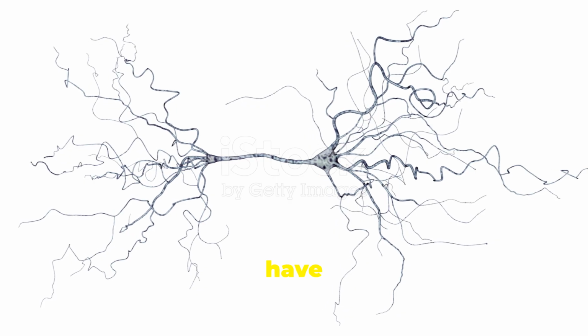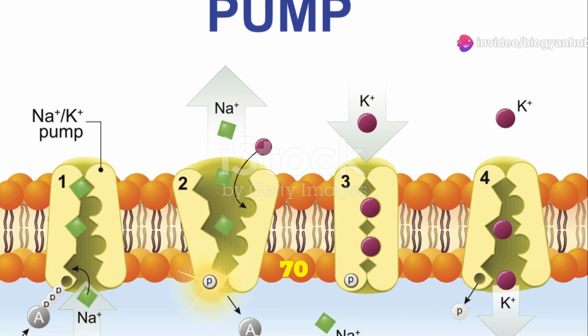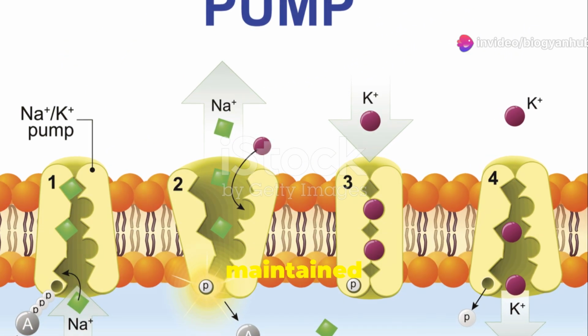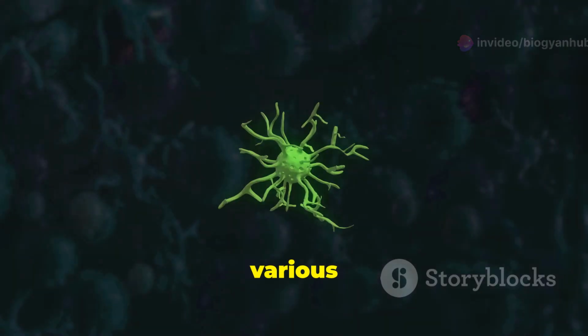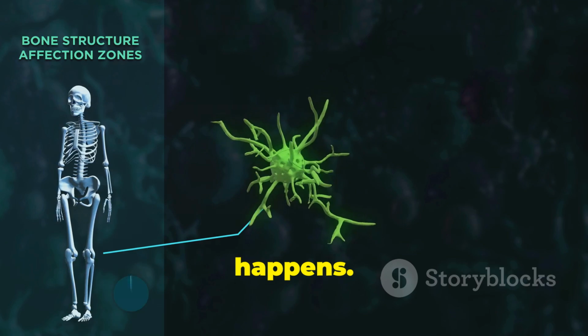First up, we have the resting state. When a neuron is just chilling, its membrane potential sits around -70 millivolts. This is maintained by the sodium-potassium pump and various ion channels. Think of it as the neuron's way of keeping the peace before any action happens.